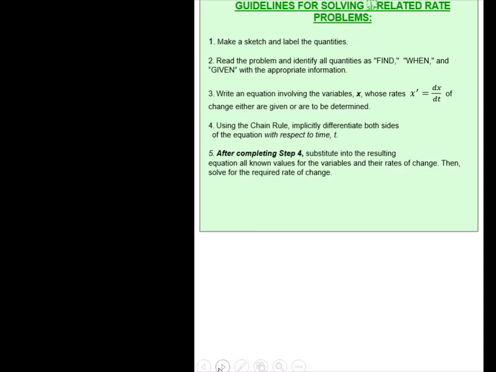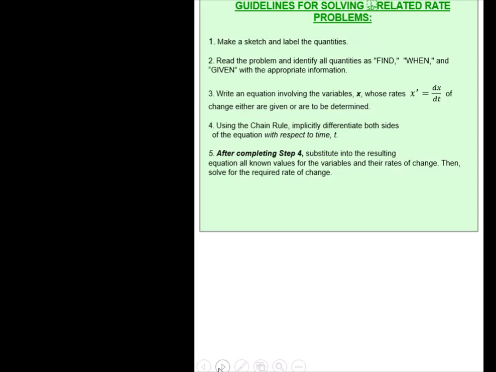Then we're going to read the problem again, and we're going to identify all the quantities as find, when, and given. What that means exactly, we'll see when we get to one of the problems specifically, but basically we're specifying with variables or expressions all of the unknowns in the problem, including the one that we're trying to solve for. Then this is going to start to sound familiar. We're going to write an equation that relates all of those quantities together. Step 3. And we did that a lot with the optimization problems, right?